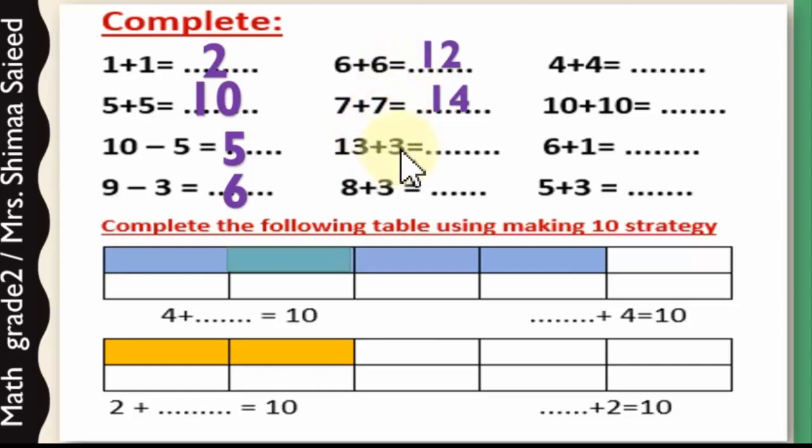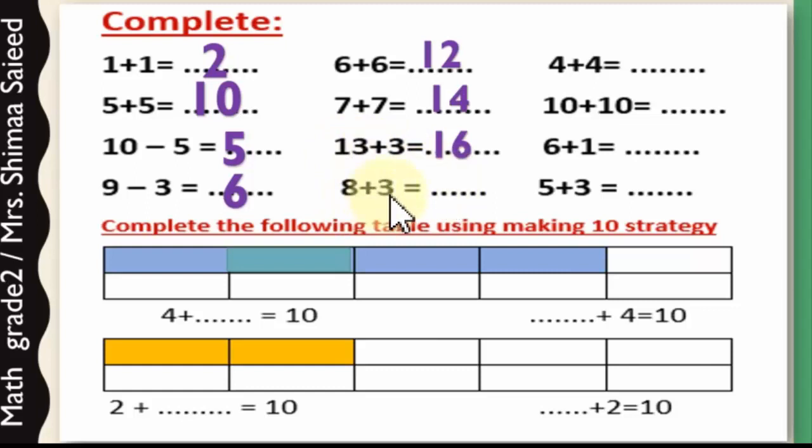13 plus 3. We can say 13 equals 10 plus 3. So 10 plus 3 plus 3 equals 10 plus 6 equals 16. Or we count 3 after 13, we have 14, 15, 16.